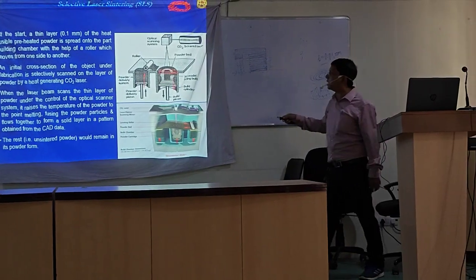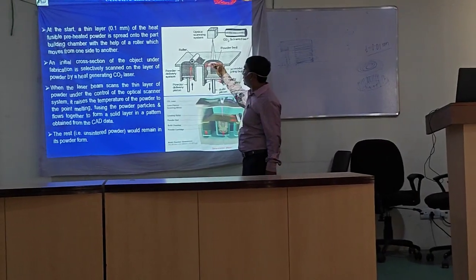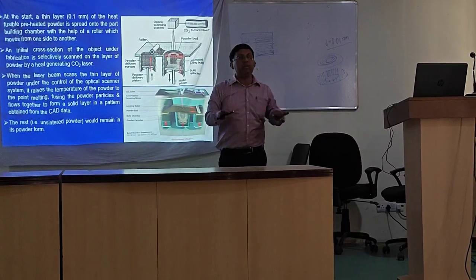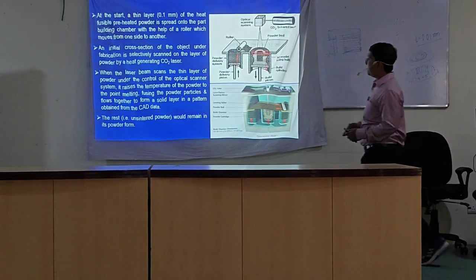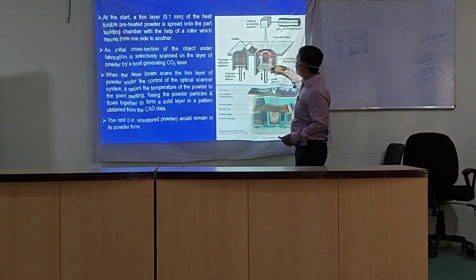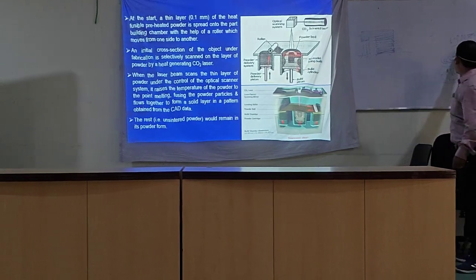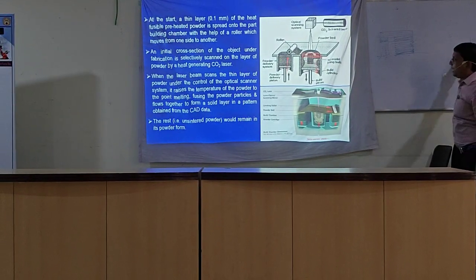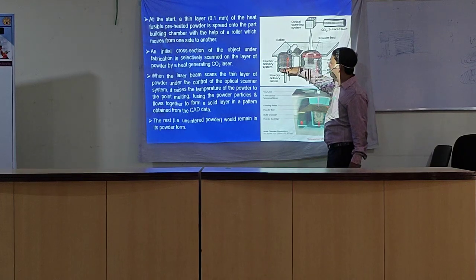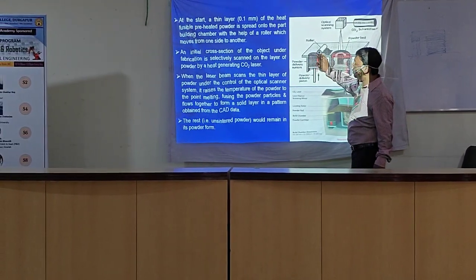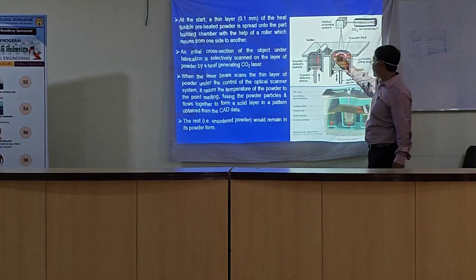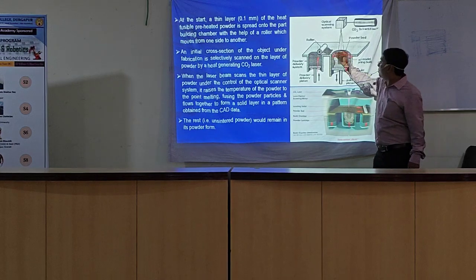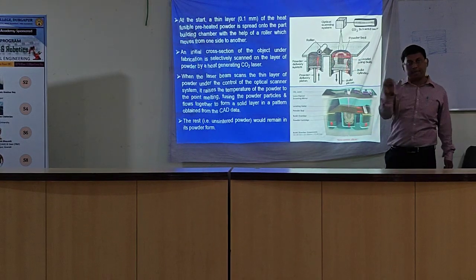Due to the interaction of the laser and the powder, the powder will fuse and adhere to each other, and it will create one layer. Once one layer is over, the build platform is lowered by one layer thickness, say 0.01 millimeter, and at the same time this side will move upward, so the heap of powder will be here. Again through your roller it will spread over the previously sintered layer and you will get the second layer of powder.